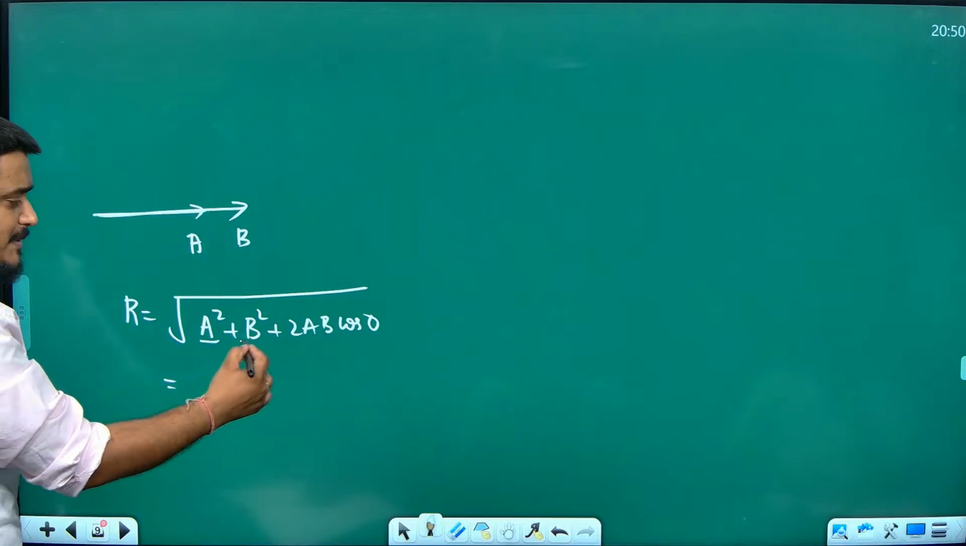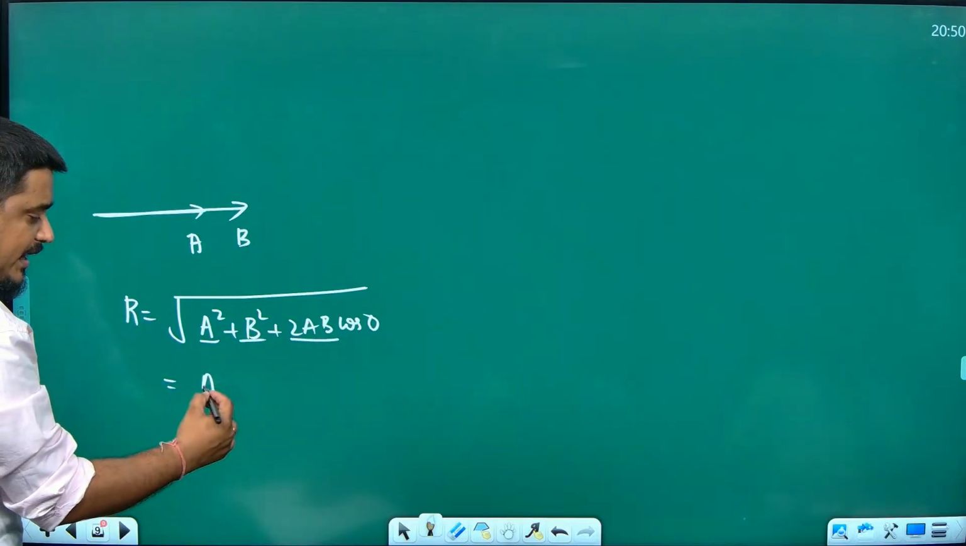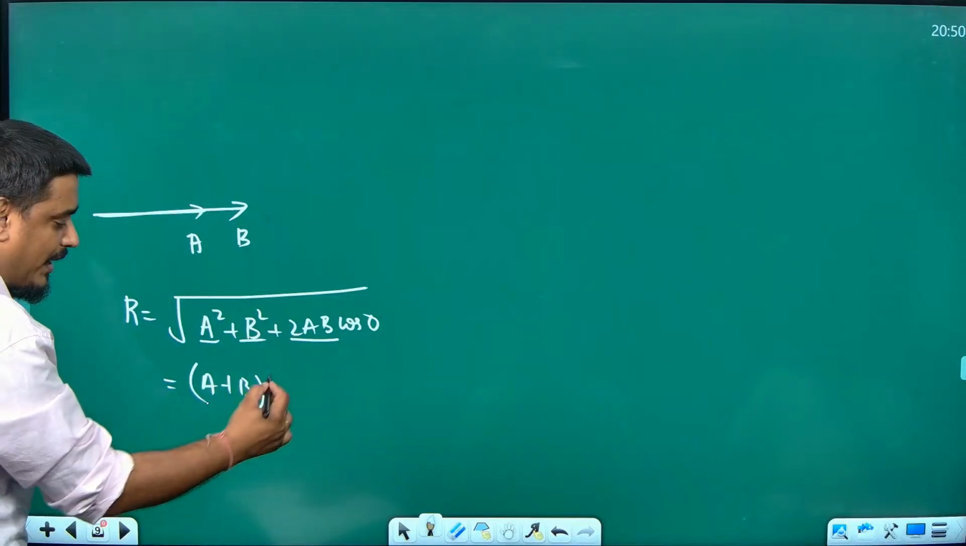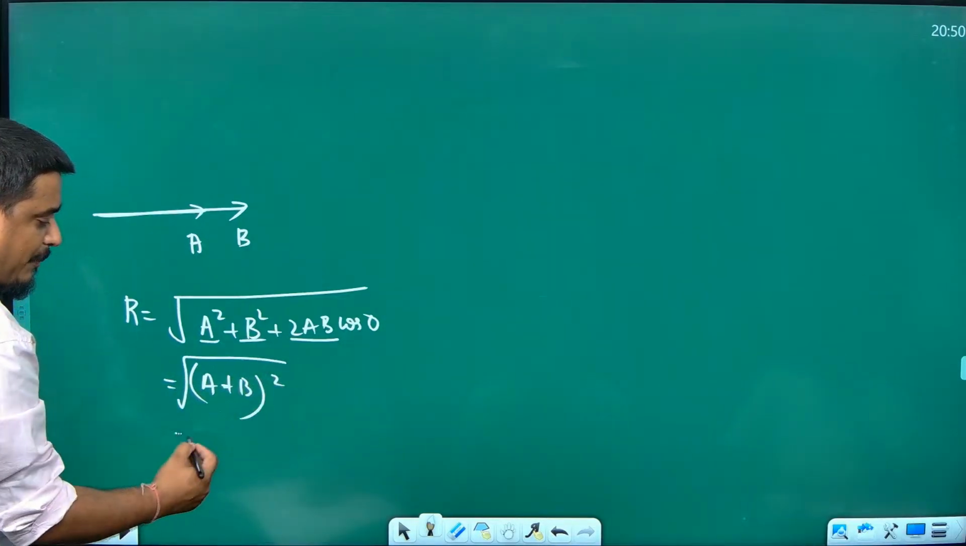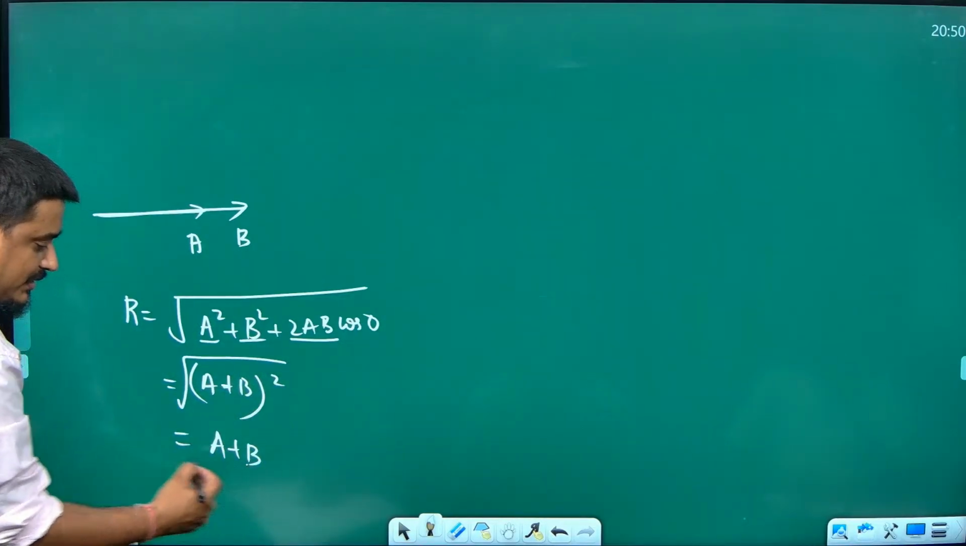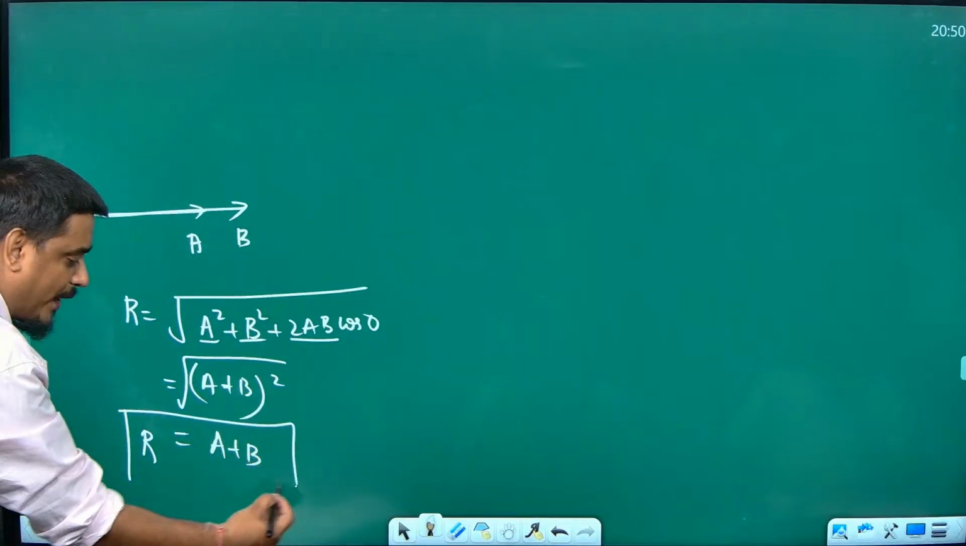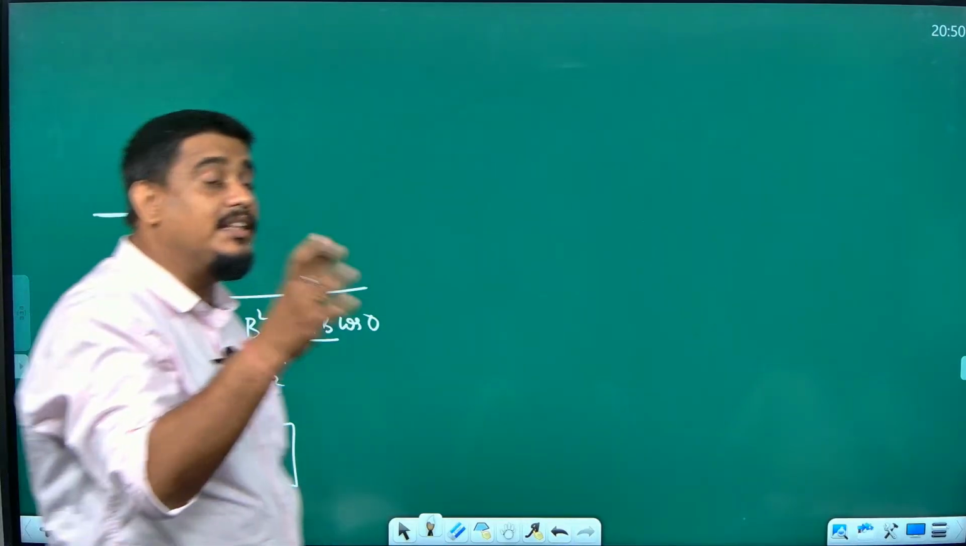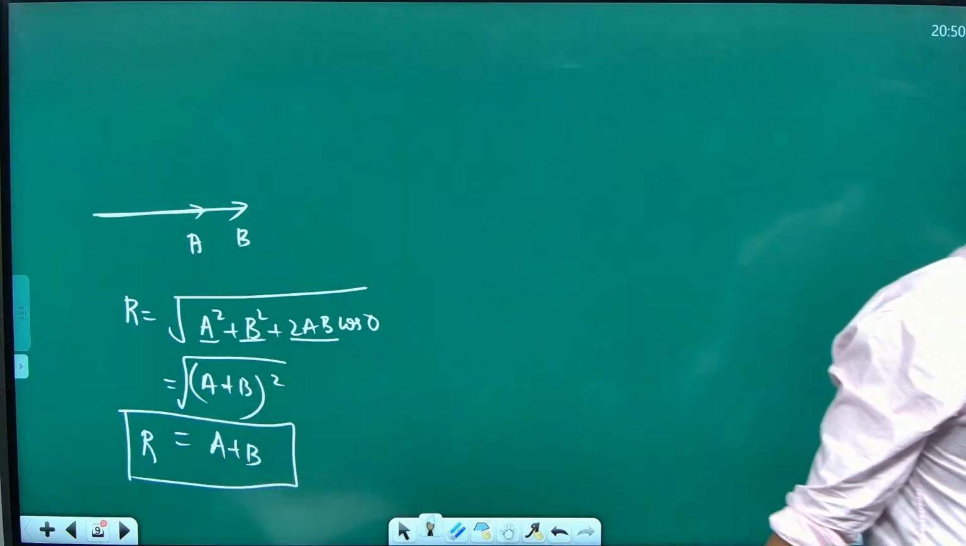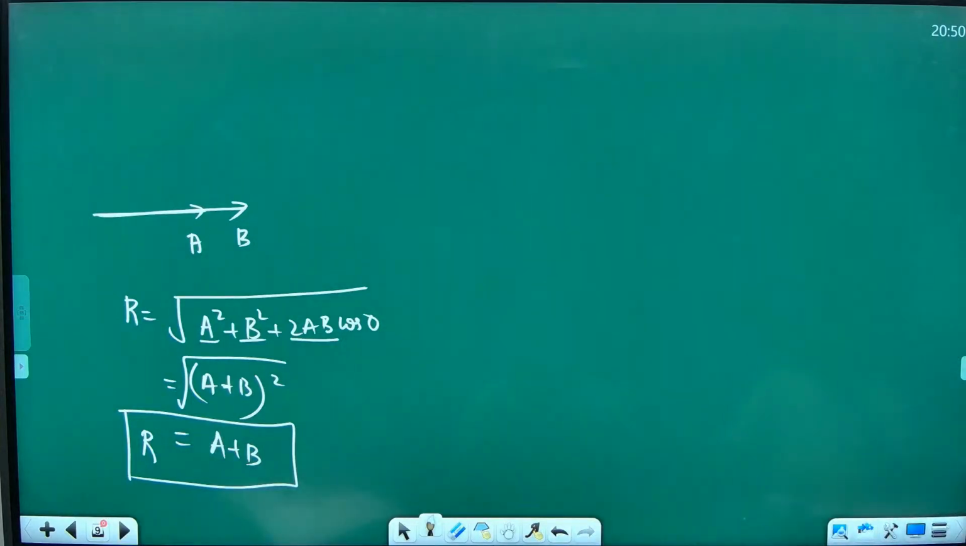What is a square plus b square plus 2ab? A plus b the whole square. It is in root over. What will happen? It will become a plus b. That's why if two vector quantities are in the same direction, they can be added directly. Don't think we are violating the laws of vectors.